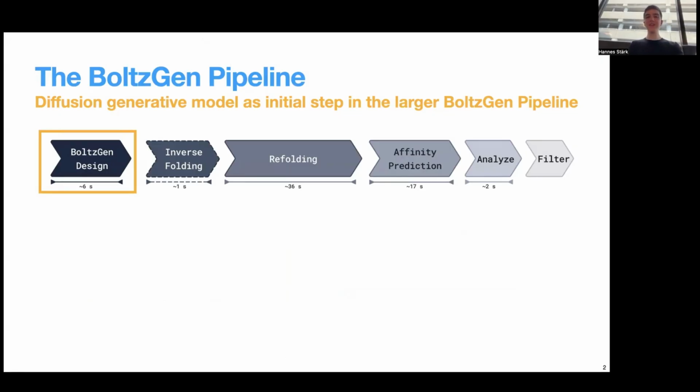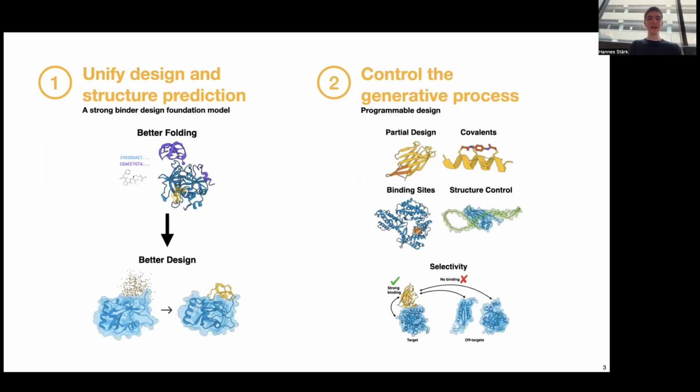And at the very beginning of this pipeline, there's this design model, this generation model that we use for designing binders. The main way that we would use BoltzGen is that we want to design some binders. So I guess the thing here at the bottom left.